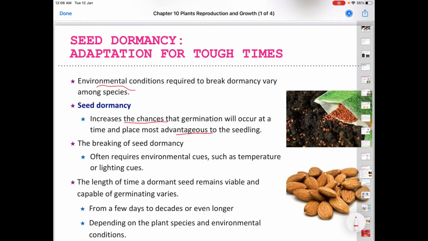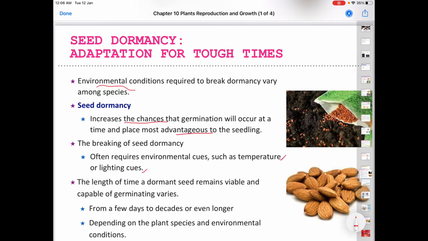Which will give advantage to the seedling. When it is the correct time and the place is good or favorable for the seed to germinate, the seed will germinate at that time. The breaking of seed dormancy often requires environmental cues such as temperature or lighting cues.